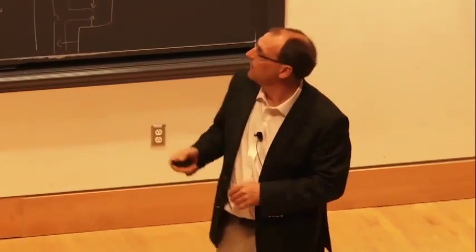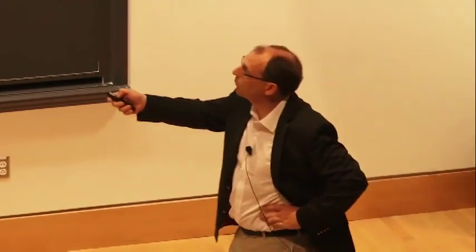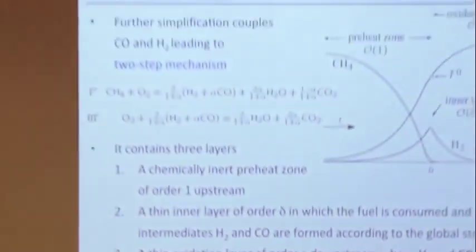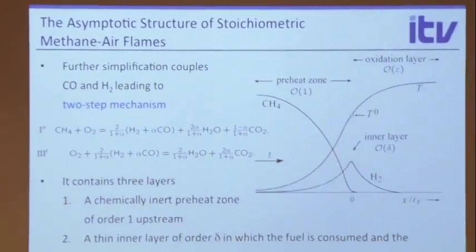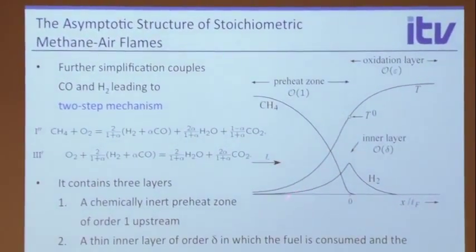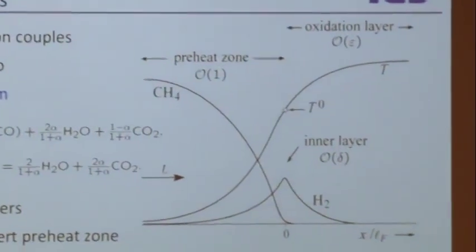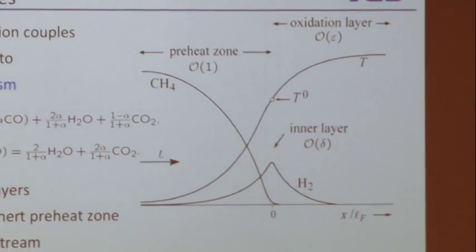The reason why you want to use a 2-step mechanism is because then, again, the asymptotic analysis gets simpler. Earlier we had a 1-step mechanism in the thermal flame theory, and we had two different regions, the preheat region and the reaction zone, and then also an equilibrium region, but that was not very important. And here we have 2 reactions, so we get 3 regions. One is the preheat region, which is chemically inert.